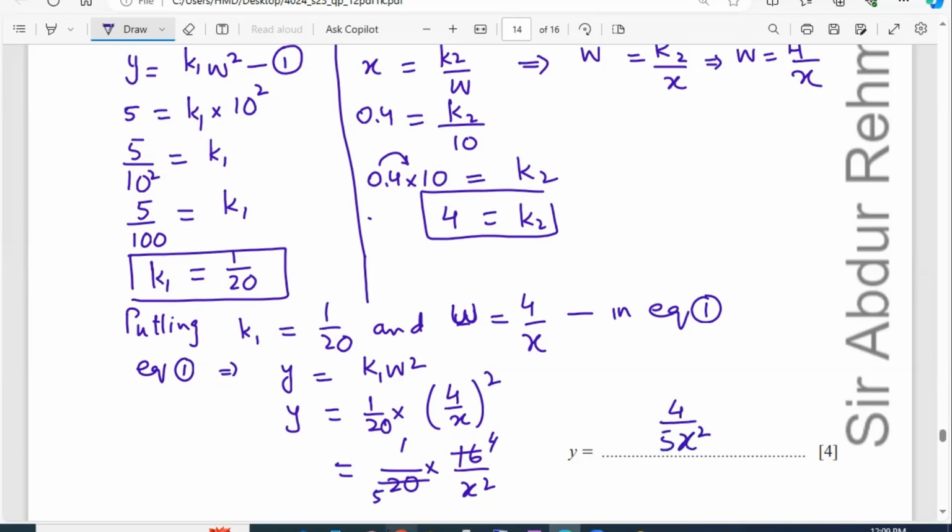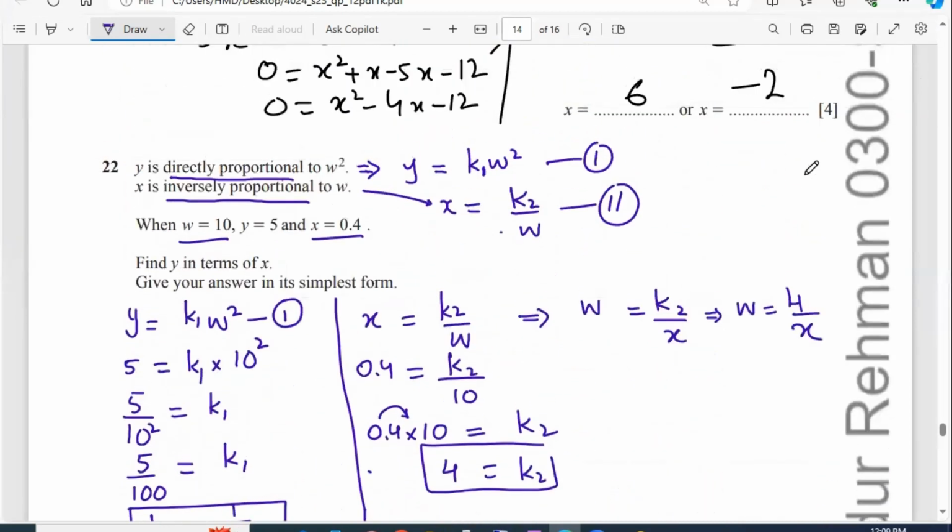This is a very important question. This was a very important question because there is a new concept and we are dealing with two variations here. So, right, mark it as a very important question here. Need more practice.